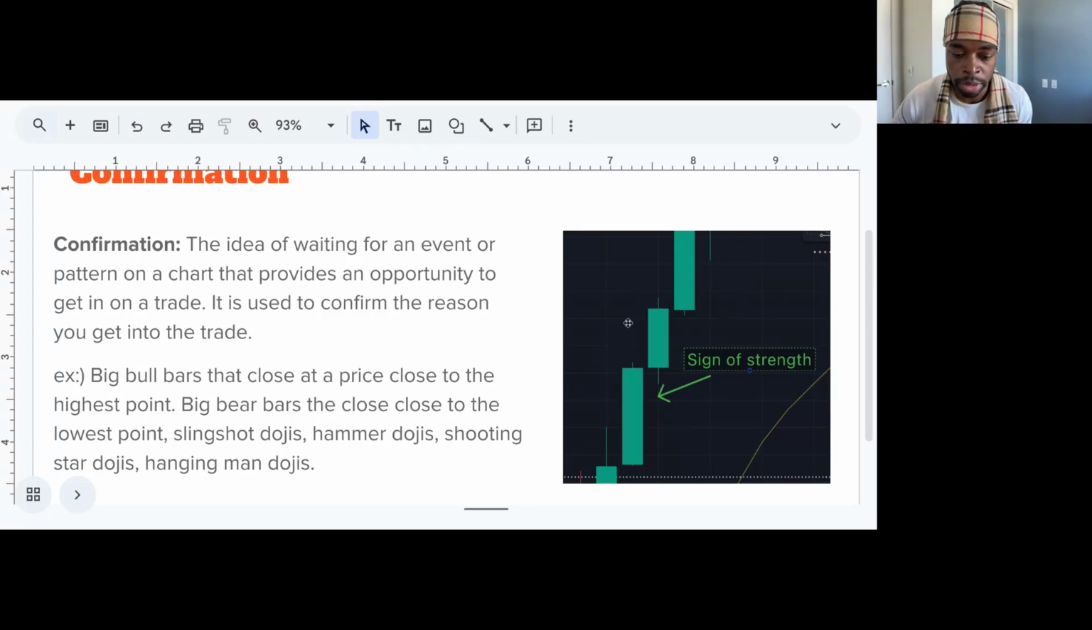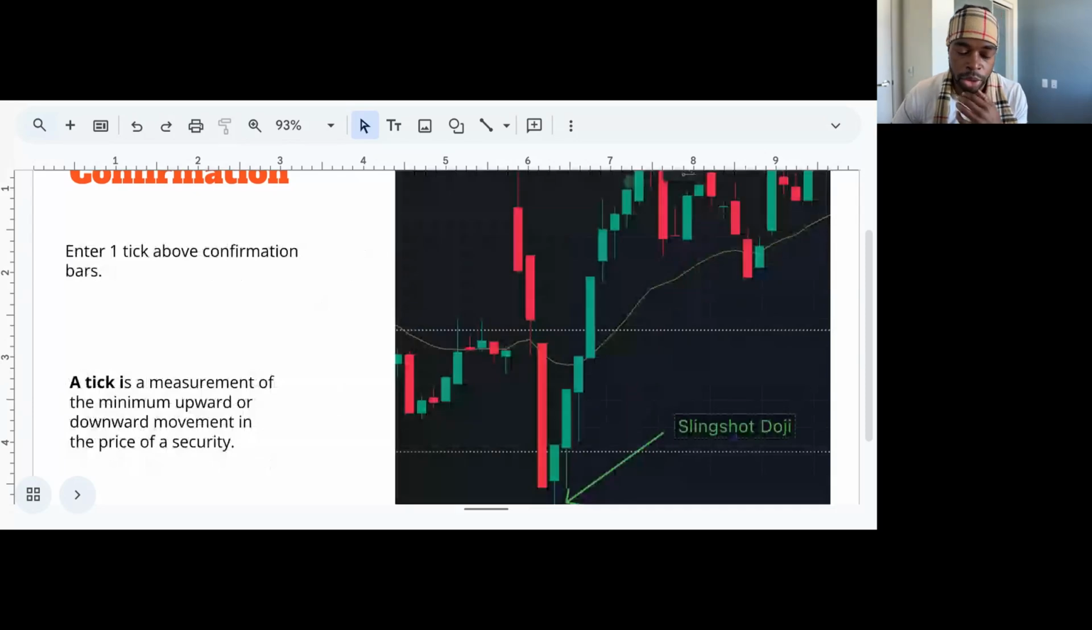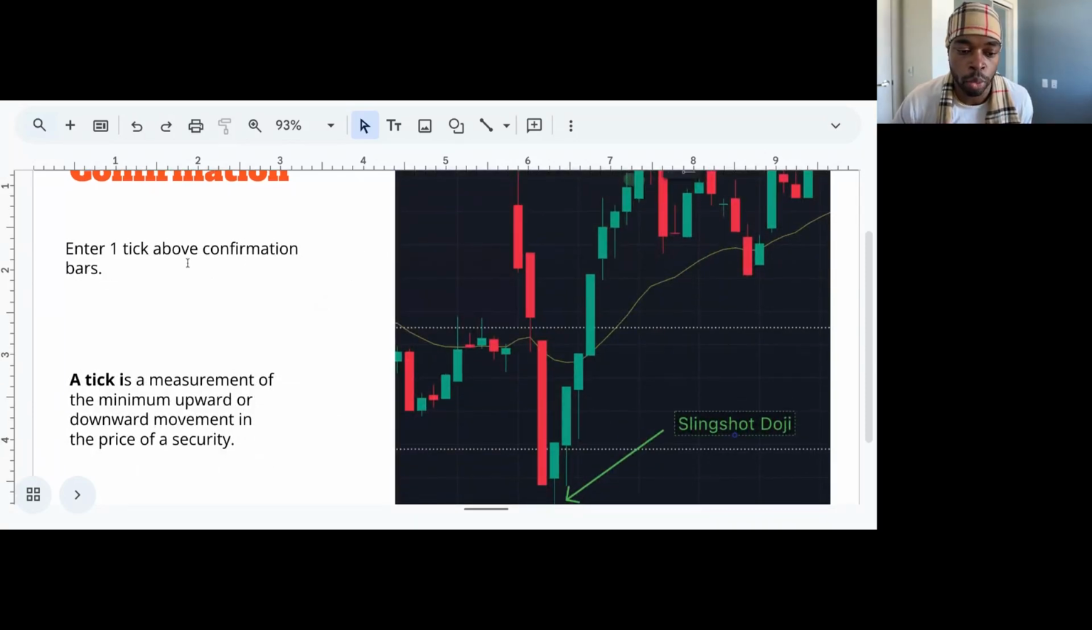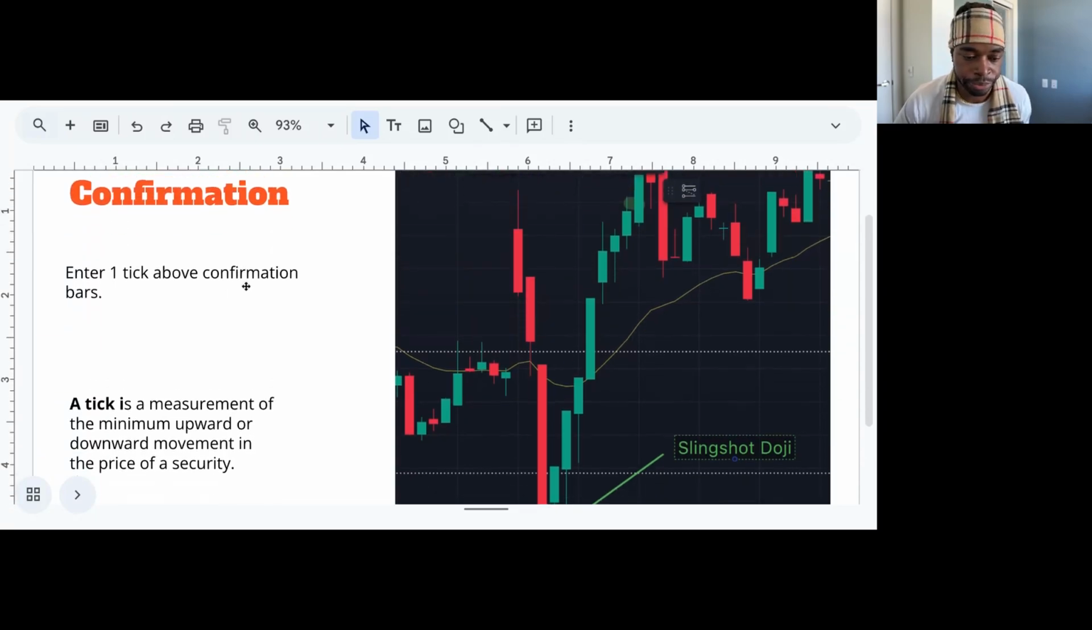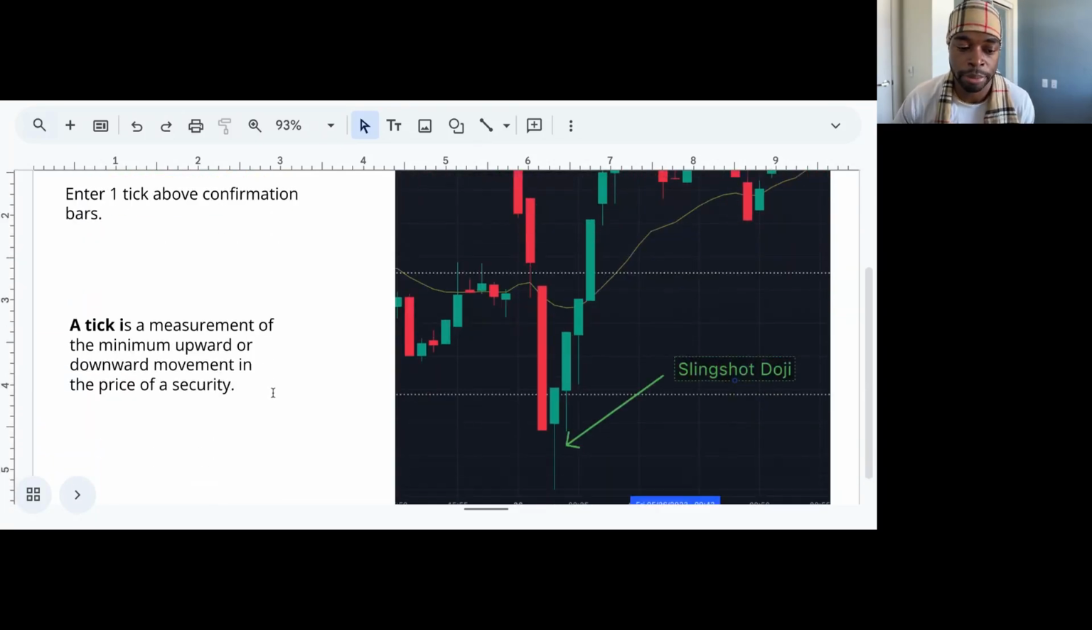Bars like this on the right hand side, in this example, it's a big bull bar closing close to its high. It's a sign of strength in buying, okay? Typically when you enter after those big bars or a signal bar, you get in one tick above that bar, and it's called a confirmation bar. A tick is a measurement of the minimum upward movement, or if you're going down, the minimum downward movement in price of a security, okay?